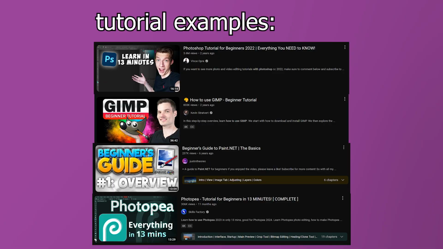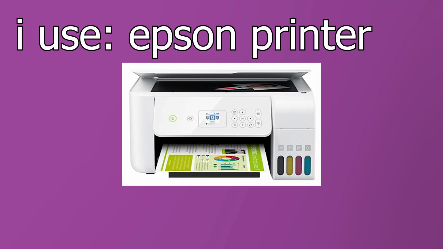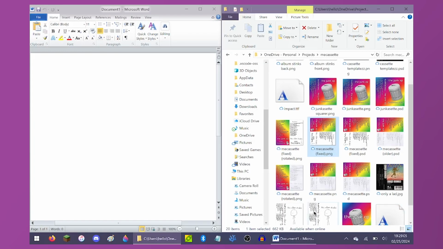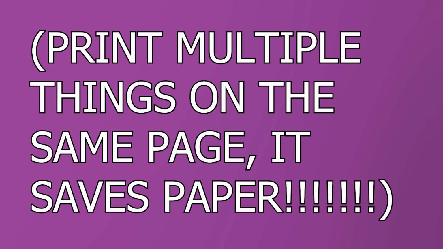I won't give you a tutorial on how to use all of these apps, you'll just have to learn it yourself. The final part of this is that now you have to print it and put it into the cassette case. I have an Epson Eco Ink printer that works pretty well. Take the cover that you just edited, and this might not be necessary, but it helps me, and put it into a blank, or not, printing multiple things at once saves paper, Word document.